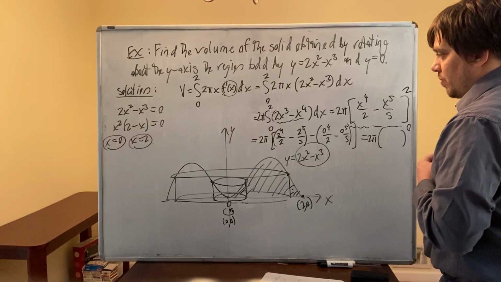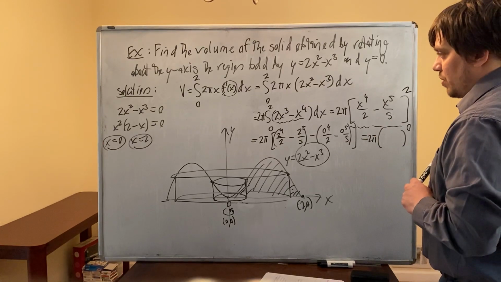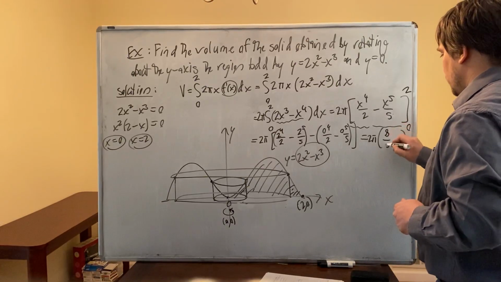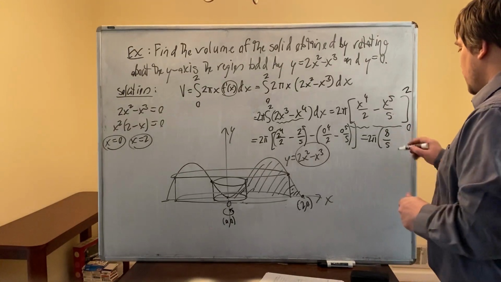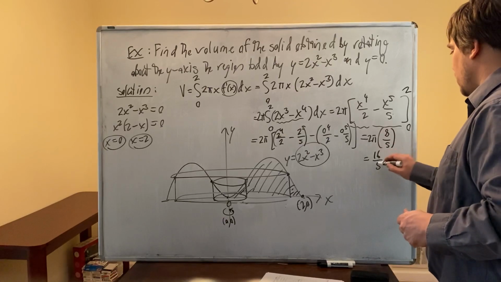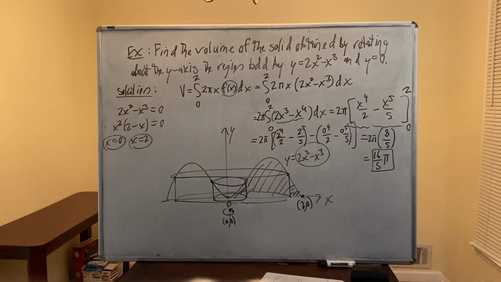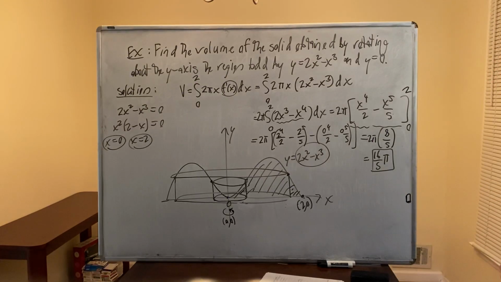And that's 8 minus 6 and 2/5. And so that's 1 and 3/5. So that's 8/5. And so 2 pi times 8/5 is equal to 16/5 pi. That's the final answer. And that's the answer. The proof is done. And the picture is here.